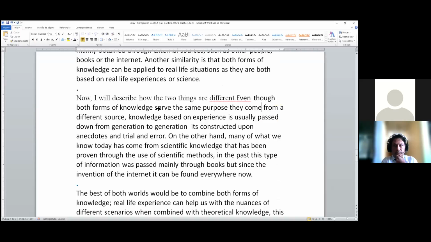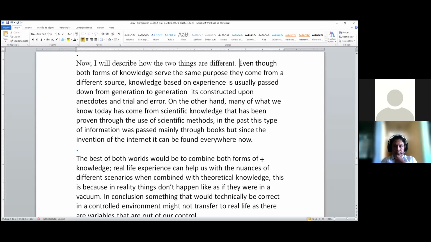Even though both forms of knowledge serve the same purpose, they come from a different source. Knowledge based on experience is passed down from generation to generation and is constructed upon anecdotes and trial and error. On the other hand, many of what we know today has come from scientific knowledge that's been proven through the use of scientific methods. In the past, this type of information was passed mainly through books, but since the invention of the internet, it can be found anywhere now.